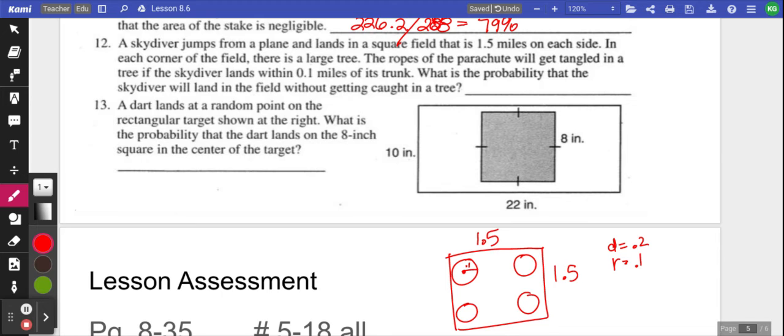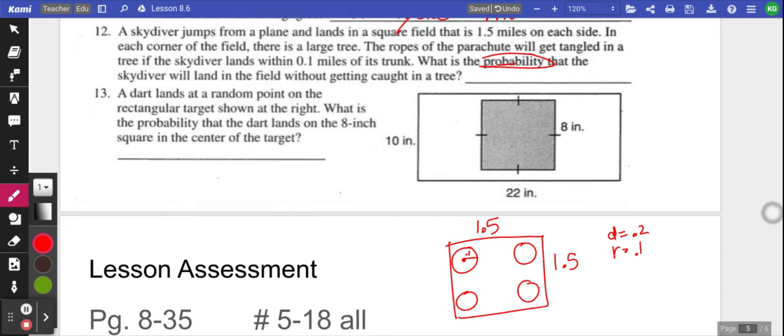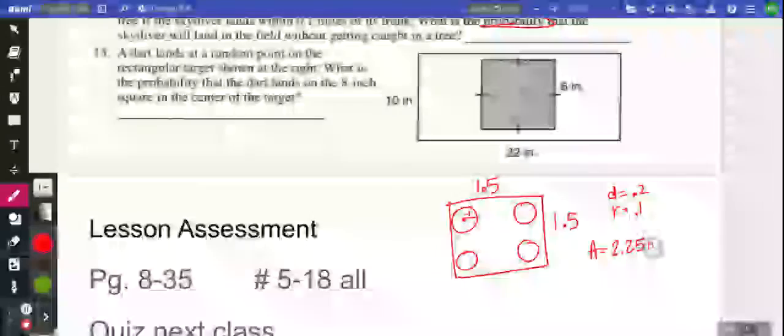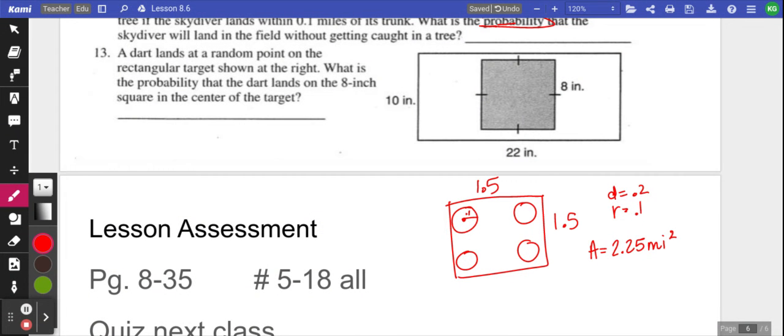What is the probability, so I'm doing the number I want over the total, that the skydiver will land in the field without getting caught in the tree? So first I need to find the area of the field, which is 1.5 times 1.5, which is 2.25 miles squared. Then I need to find the area of the trees. There are 4 of them. So I'm going to do 4 times pi times radius squared, so 0.1 squared. And the area covered by the trees is 0.13.